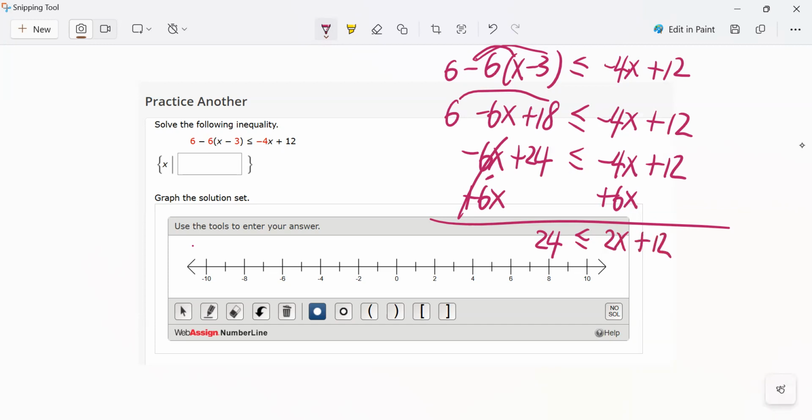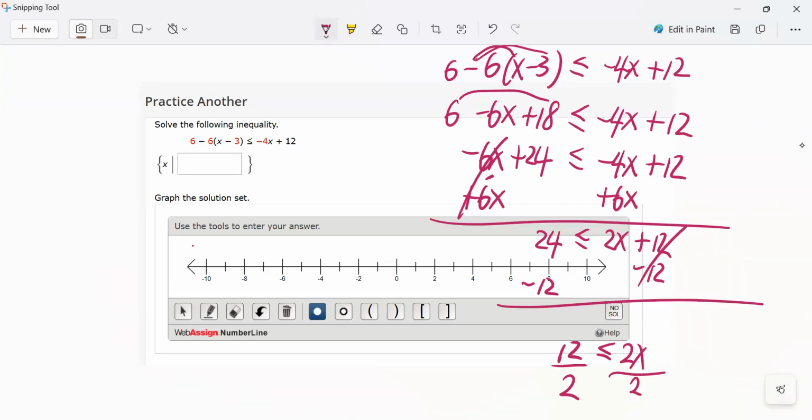Now after that, we isolate the variable x, just like the equation, minus 12. Minus 12 here. Cancel that, we get 2x by itself greater or equal to 12, right? 24 minus 12 is 12. Now we divide both sides of the equation by 2. Cancel that, x is greater or equal to 6.